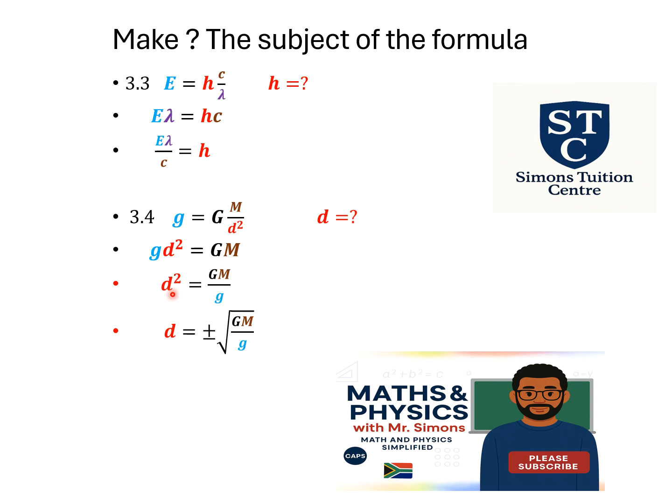Alright, I don't want d squared, but d. So to get from d squared to d, I'm going to say the square root of d squared gives me d. And then if I find the square root of gm over g, very important, remember there's a plus or minus sign.